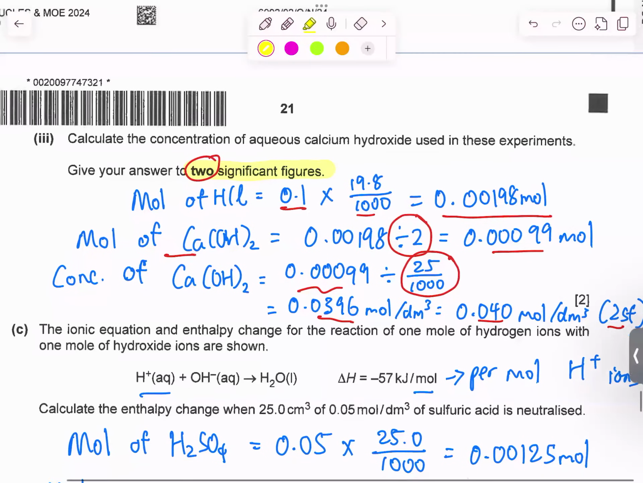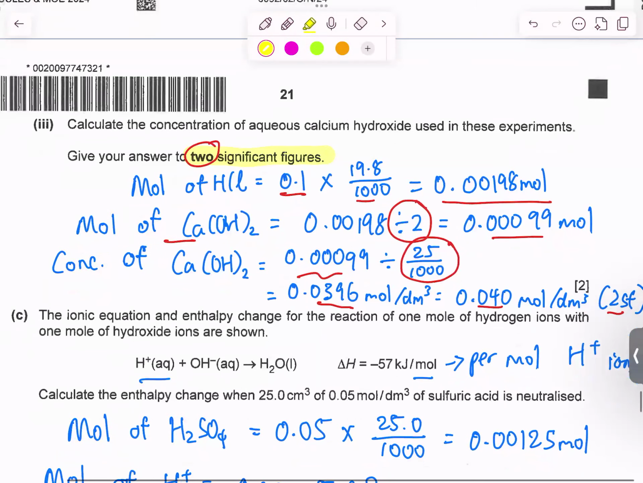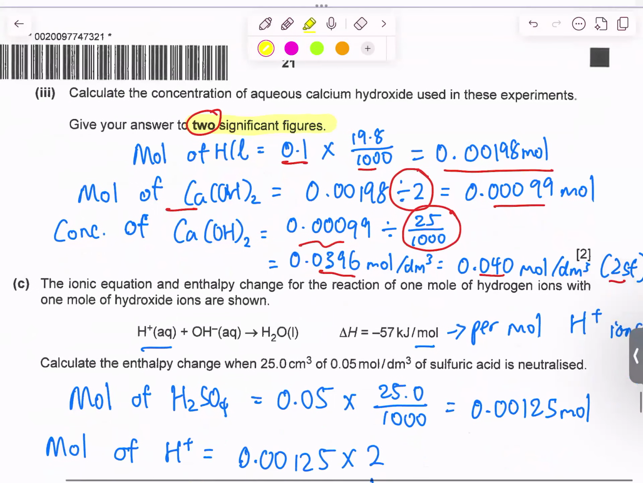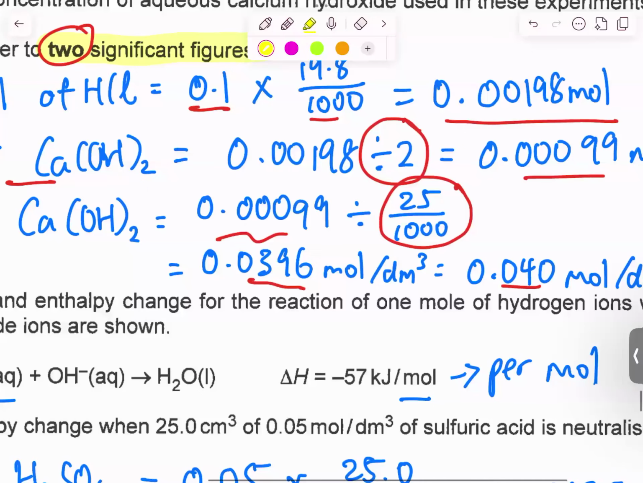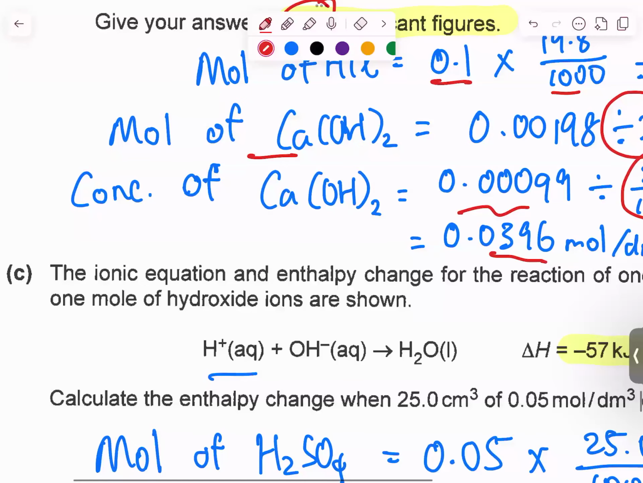Okay. Next one, the ionic equation and enthalpy change for the reaction of 1 mole of hydrogen ions are shown below. Now, here, this minus 57 kilojoule per mole is per mole of what? Pay attention to this equation. What does this equation involve? It involves H plus ions neutralized with OH minus ions to form H2O. How many moles of H plus ions are present in this chemical equation? 1 only, right? So what does this per mole mean?